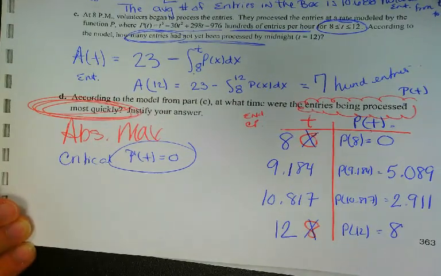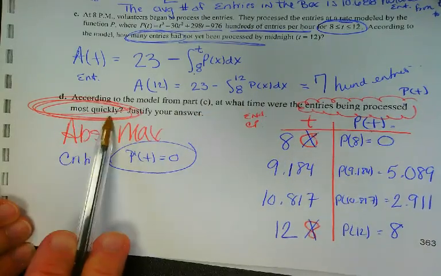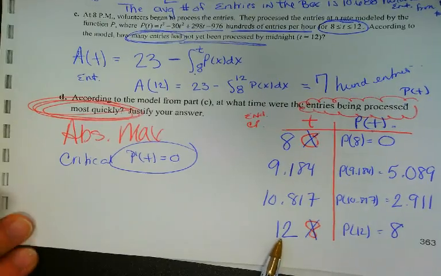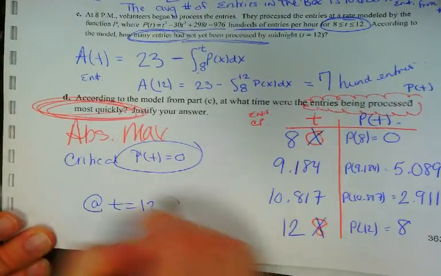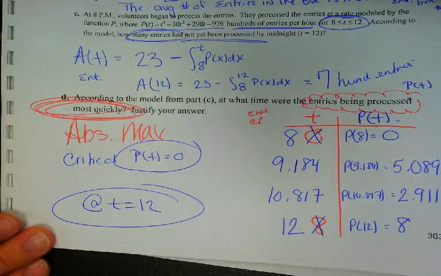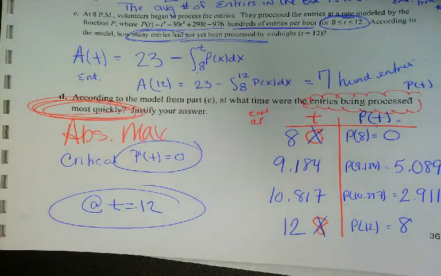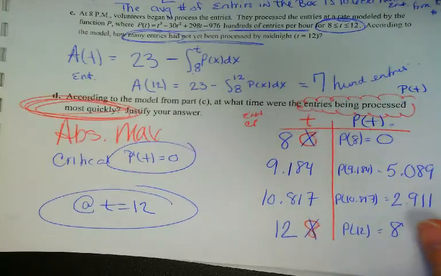And then I got to just make sure I answer the question. According to the model, at what time were the entries being processed most quickly? So most quickly looks like at this value, so I would say at t equals 12. The entries were being processed most quickly. All right. Hopefully I dusted off the cobwebs here. Sorry about that.